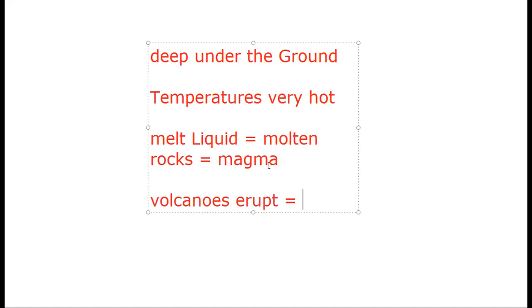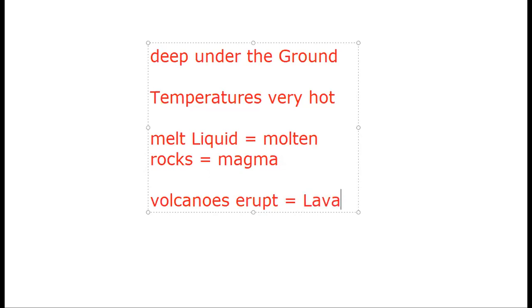Okay, magma is simply molten rocks or liquid rocks under the ground. When volcanoes erupt, this magma or molten rock goes to the surface of Earth, and it is very, very hot. When magma reaches Earth's surface, it is called lava.